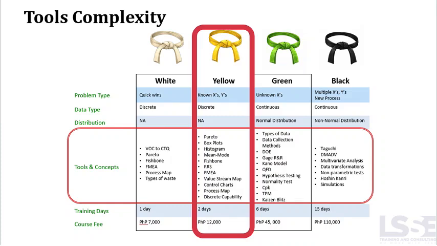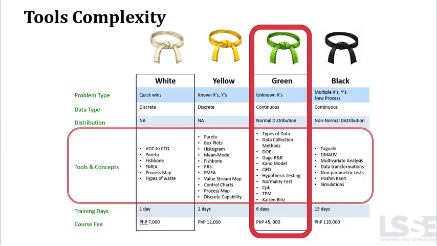Yellow belts still deal mostly with discrete or categorical data. Examples include number of errors, number of complaints, number of defects. At this level, you start using additional tools to visualize and analyze data. These may include histograms, box plots, value stream mapping. These tools help you see patterns in the process and identify where inefficiencies are occurring. A typical yellow belt training takes about 2 days, followed by a certification exam.